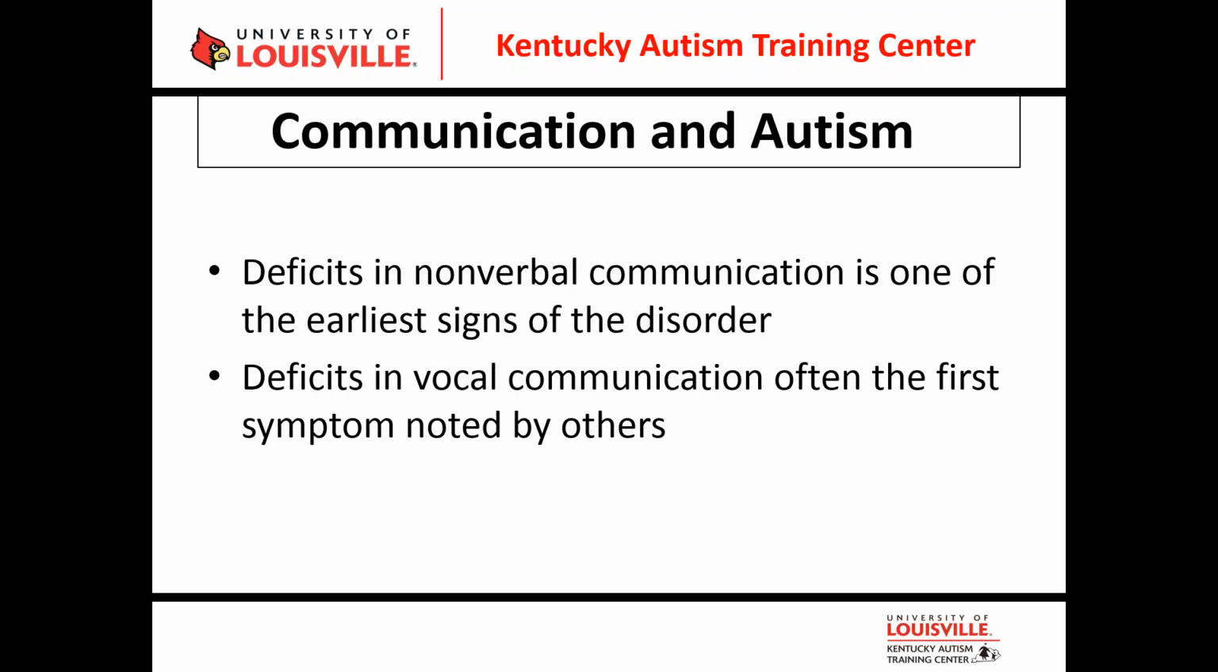So as we look at those deficits with individuals with autism, when we're looking at communication and autism, we see that deficits in nonverbal communication is one of the earliest signs of autism. A lot of times parents will report, I was wondering if my child was deaf because they really weren't interacting with me or following cues when I would say their name. So we see that nonverbal communication is one of the earliest signs. And we also see that sometimes our individuals can talk, but sometimes it's not functional.